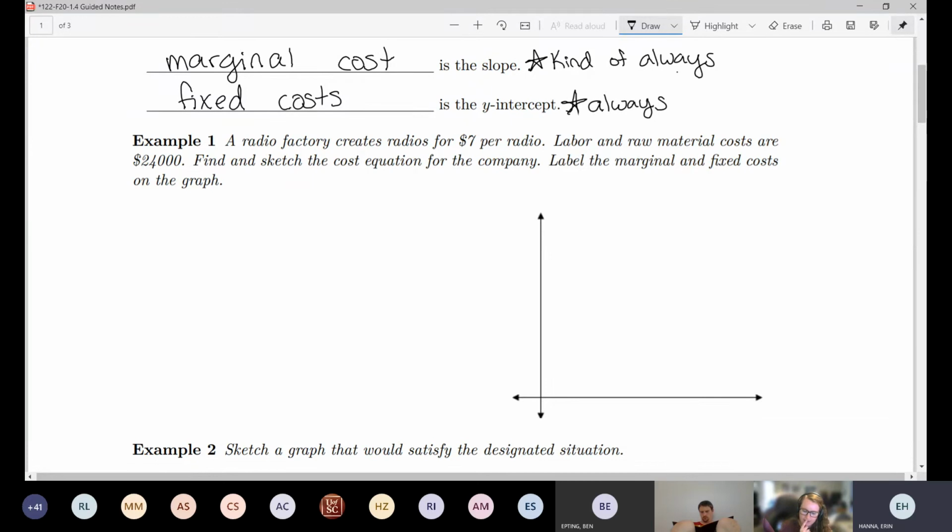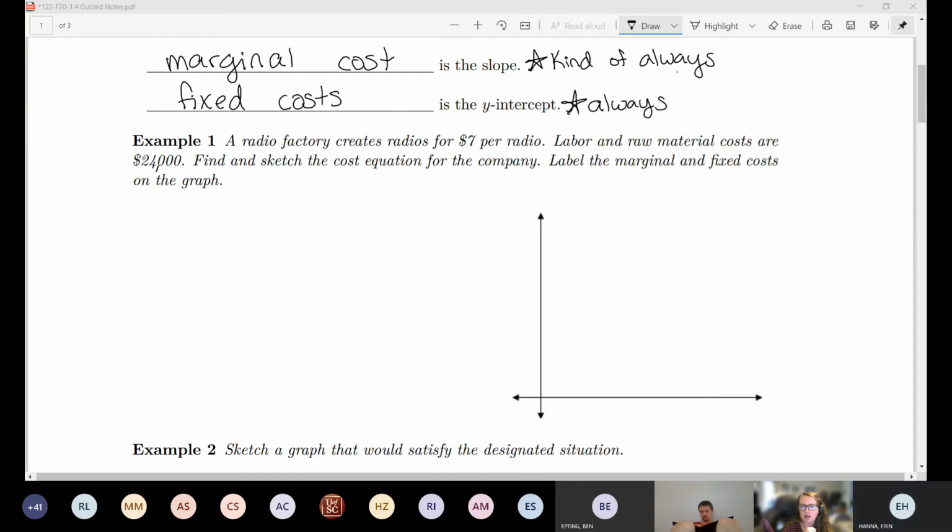So let's say we have a radio factory that's going to create radios for $7 per radio. So that phrasing means it's costing them $7 to make the radio. Labor and raw materials costs are $24,000. Find and sketch the cost equation for the company. Label the marginal and fixed costs on the graph.